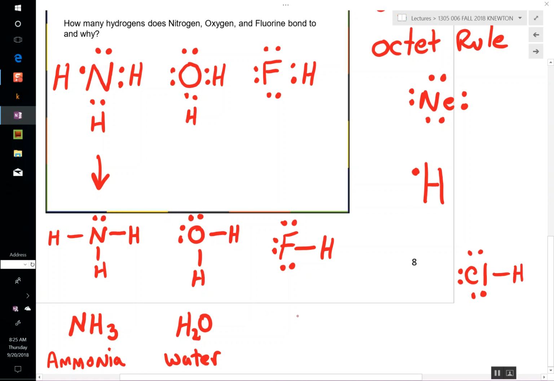Why? Because chlorine is also group 7A. It has the exact same electron dot formula as fluorine, 7 dots around it. And so it wants 1 hydrogen, so that's hydrochloric. And then we will later just write these like that, HCl, HF, and this is hydrogen fluoride.